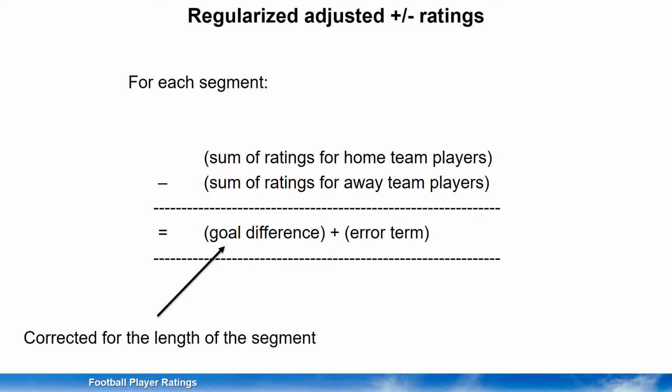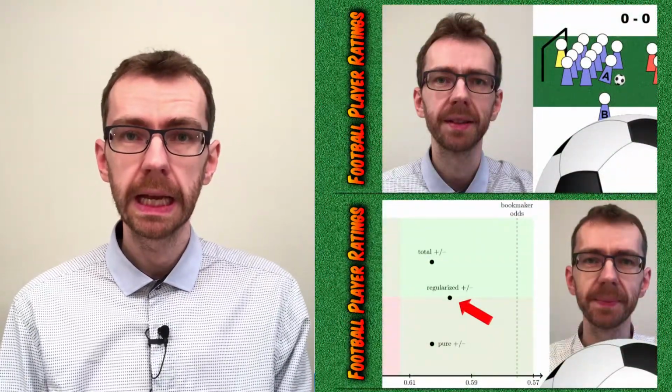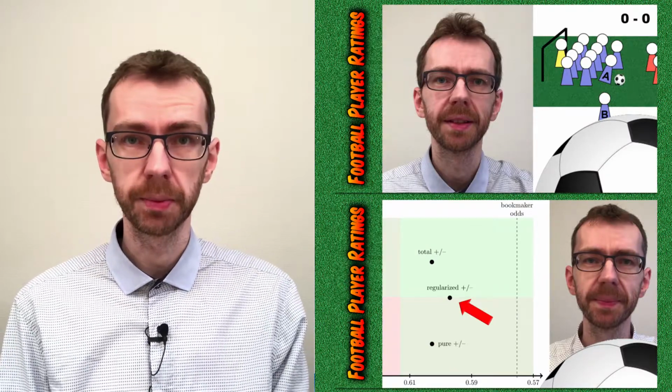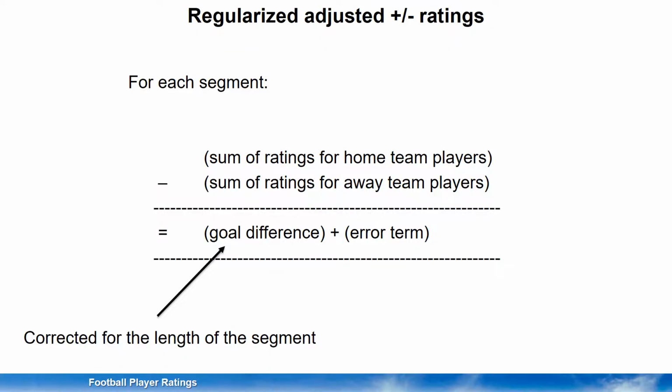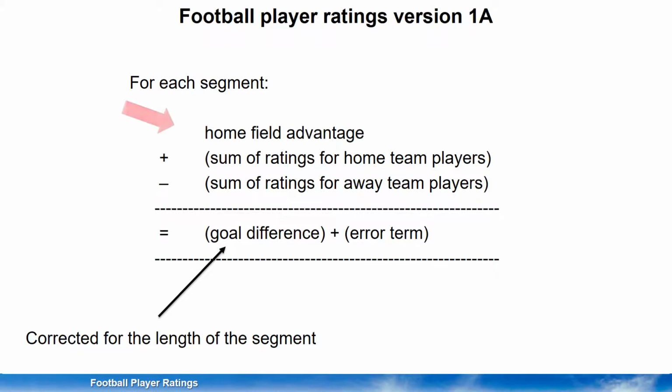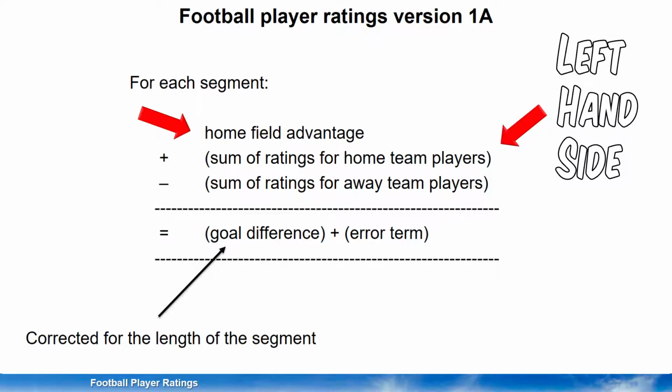When using regularized adjusted plus-minus ratings, the idea is that the sum of the ratings of the home team minus the sum of the ratings of the away team should approximately equal the observed goal differences in each segment of a match. The details of this were described in the previous video posted on this channel, and there is a link to that video in the description below. Now, if we want to include home field advantage in our model, we basically need to add something representing this home advantage to the left-hand side of our equations.